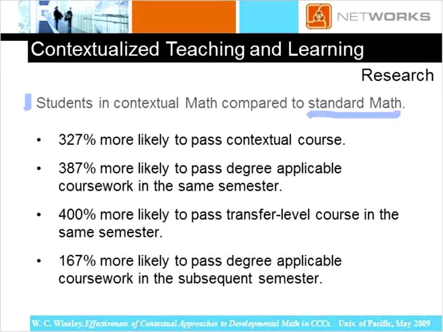So this was done by Chuck Wisney. You can find his dissertation online. This is his dissertation, of course. He works for the Chancellor's Office, and it's for California community colleges, underlining that at the bottom there.